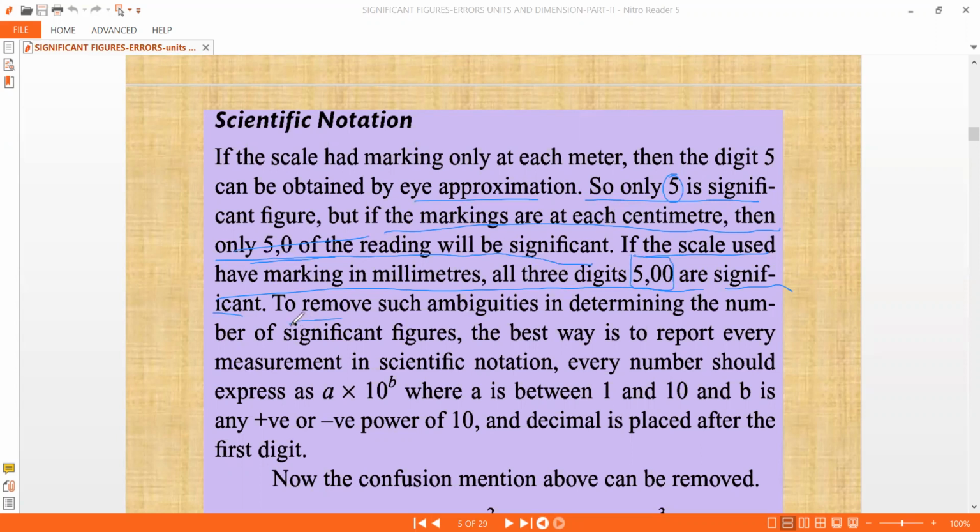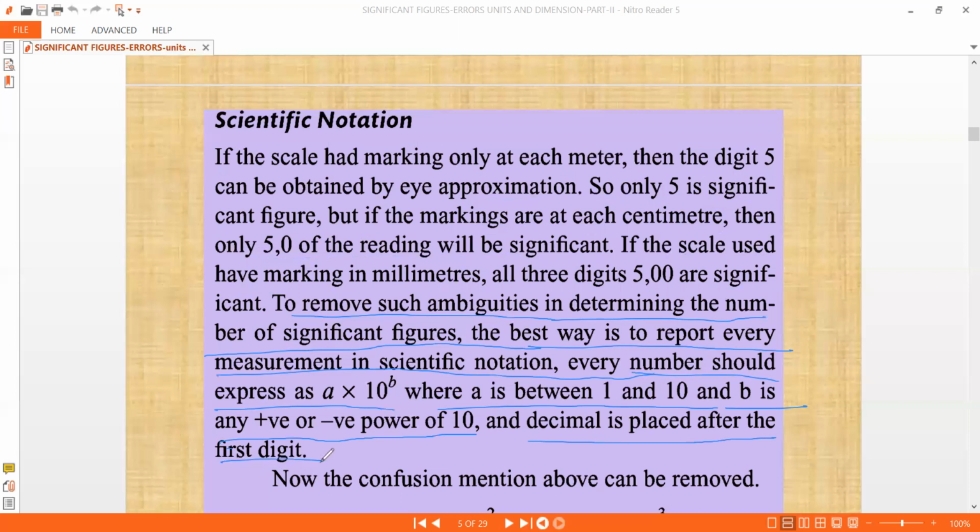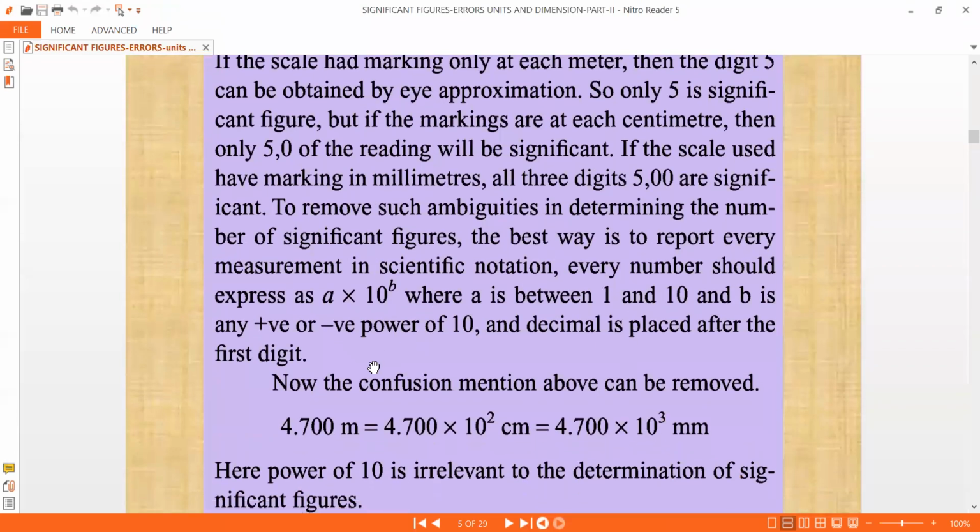To remove the confusions this will generate, to remove such ambiguities in determining the number of significant figures, the best way is to report every measurement in scientific notation. Every number should be expressed in the form of a into 10 power b, where a is between 1 to 10 and b is any positive or negative power of 10, and the decimal is placed after the first digit. So this is called scientific notation. I hope it is clear. Now the confusion mentioned above can be removed easily.